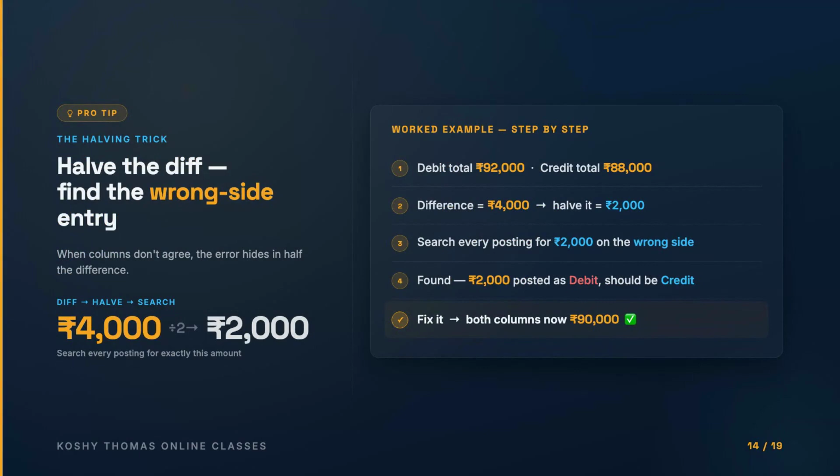Here's that trick in practice. Your debit total is 92,000 Indian rupees. Your credit total is 88,000 Indian rupees. Difference, 4,000 Indian rupees. Halve it, 2,000 Indian rupees. Now search your postings for 2,000 Indian rupees. You find it, you posted 2,000 Indian rupees to the debit column when it should have been credit. Fix it. Debit drops by 2,000 Indian rupees, credit rises by 2,000 Indian rupees. Both now 90,000 Indian rupees. Balanced. That single trick saves you hours of hunting.